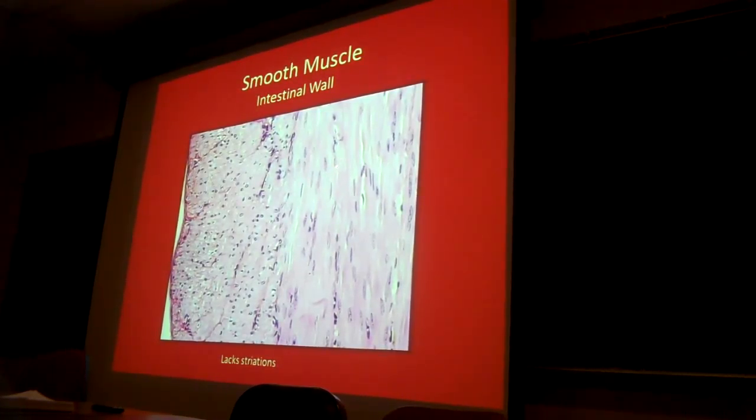These are the nuclei, the dark ones there. So the cell is only about that big. They're not huge. You line up lots of them, and this one is going up and down. This is a longitudinal muscle. This is a circular muscle.